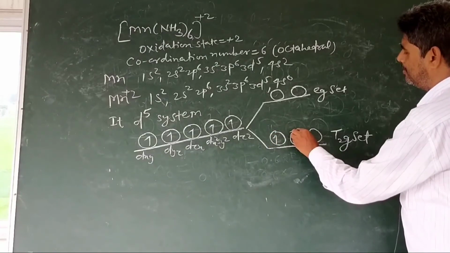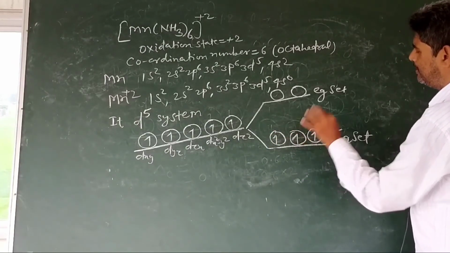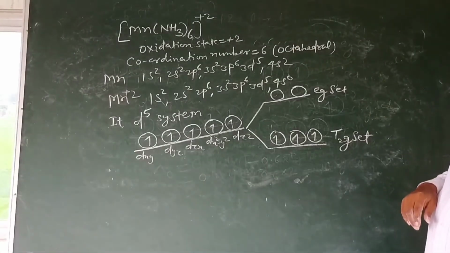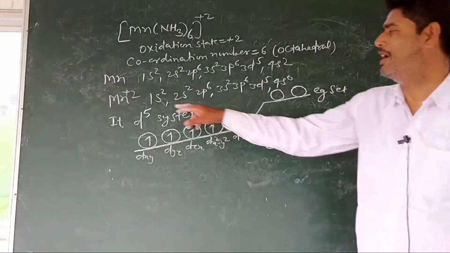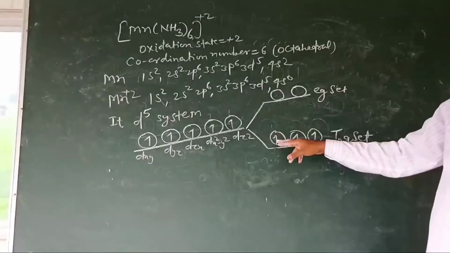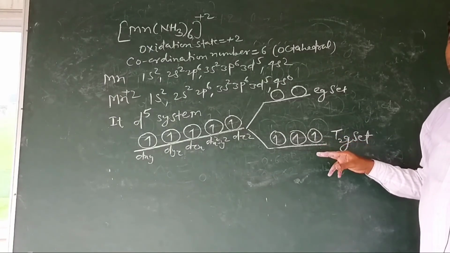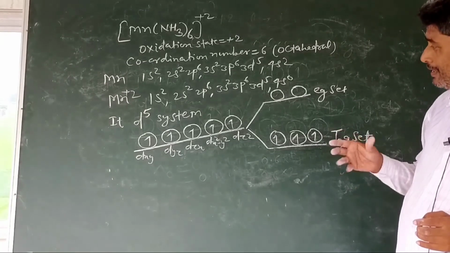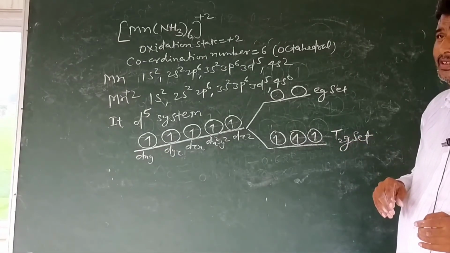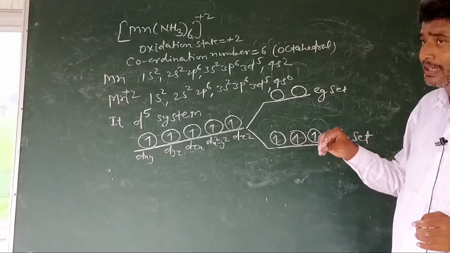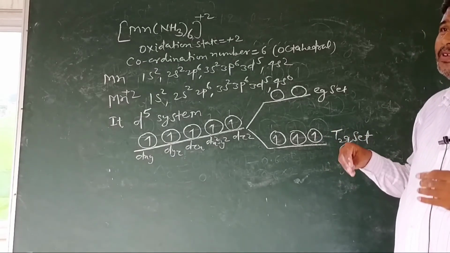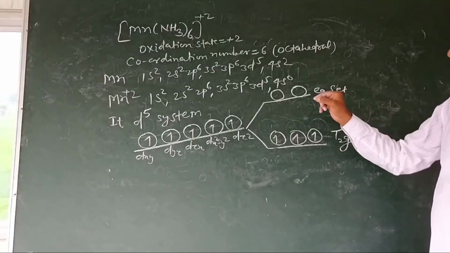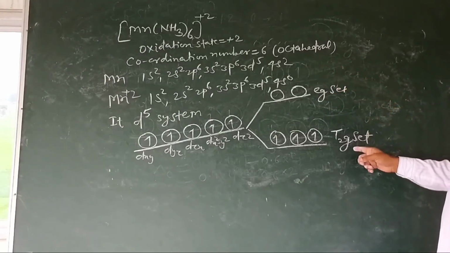So 1, 2, 3. Now we will have the remaining 2 electrons. Out of 5 electrons, 3 have been distributed, so we have only 2 electrons now. The question arises: in which state will the remaining 2 electrons enter, in eg or in t2g?